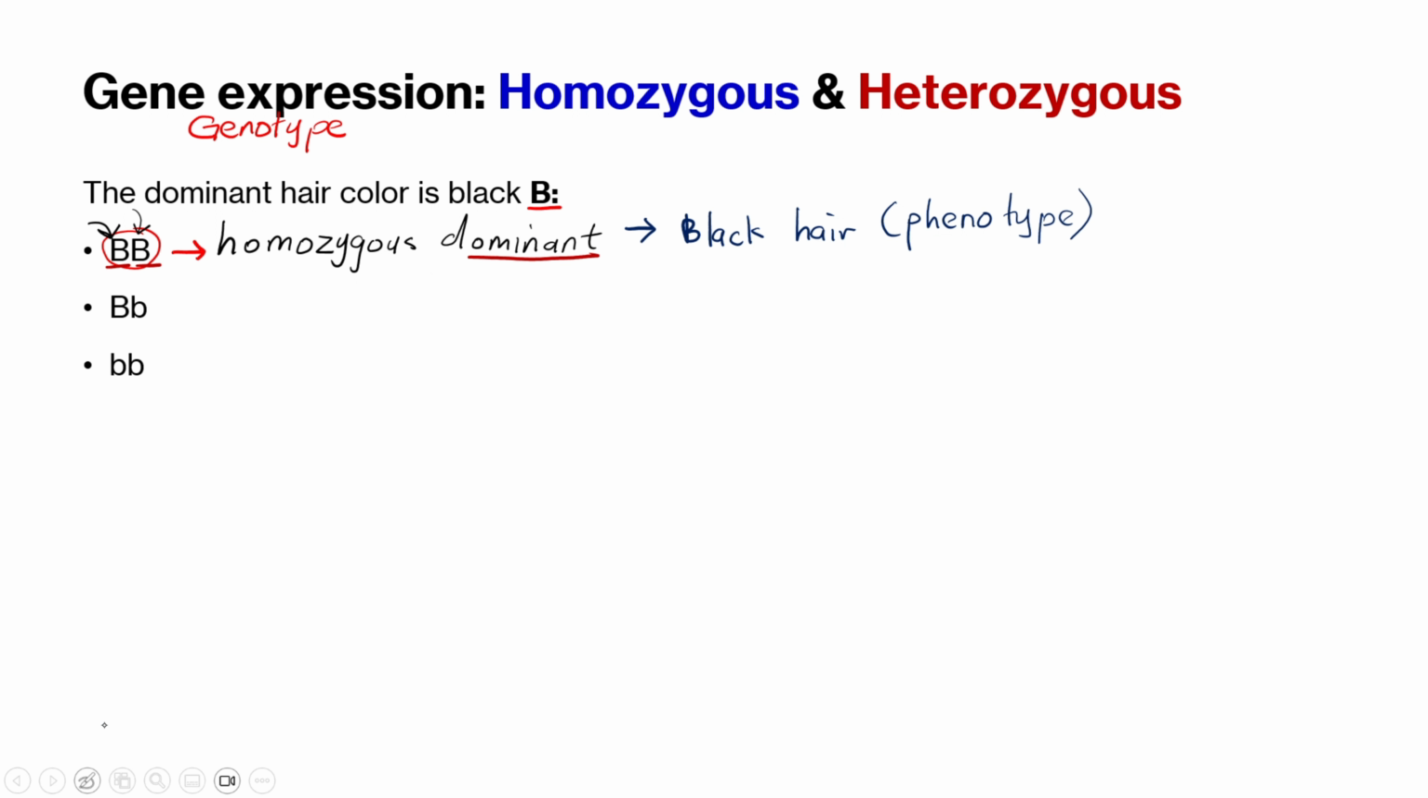And then what about this one? This one is capital letter B, small letter b. So this is a mixture. You've got capital letter B, and we've said that the capital letter represents the dominant allele. And you also have small letter b, and we have said that the small letter represents the recessive allele, the one that is not shown in the characteristics. So basically, we say that the genotype here is heterozygous.